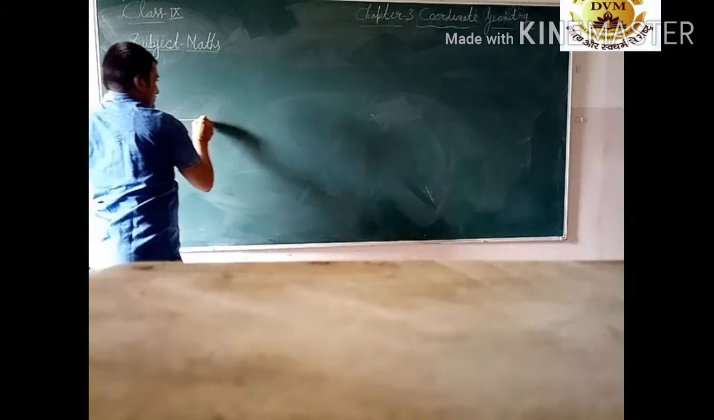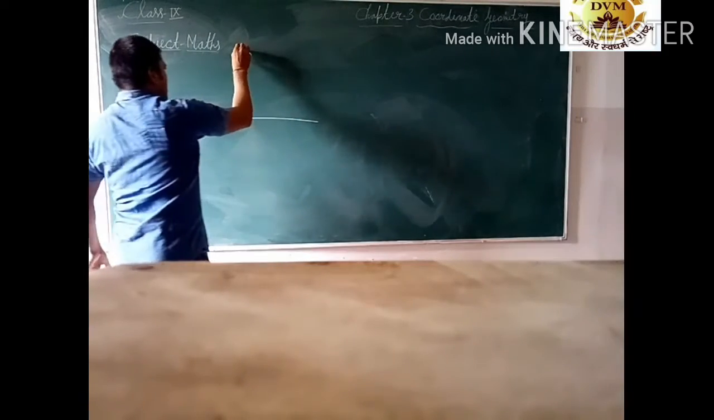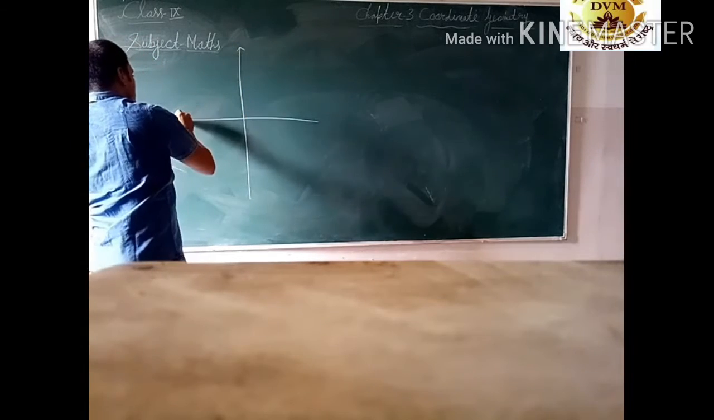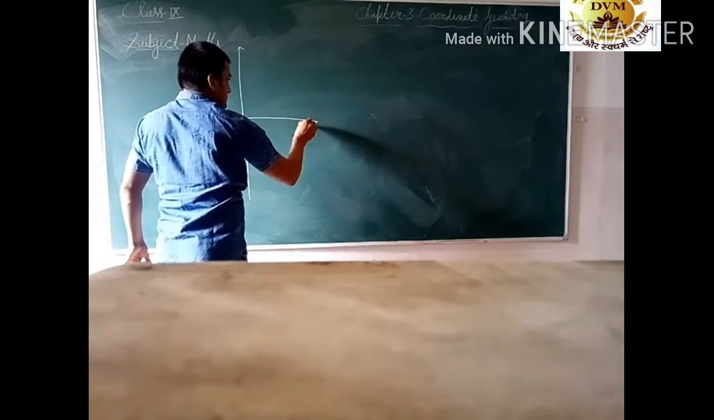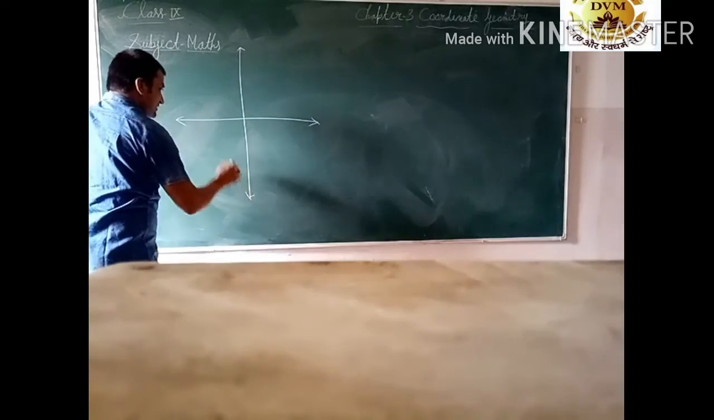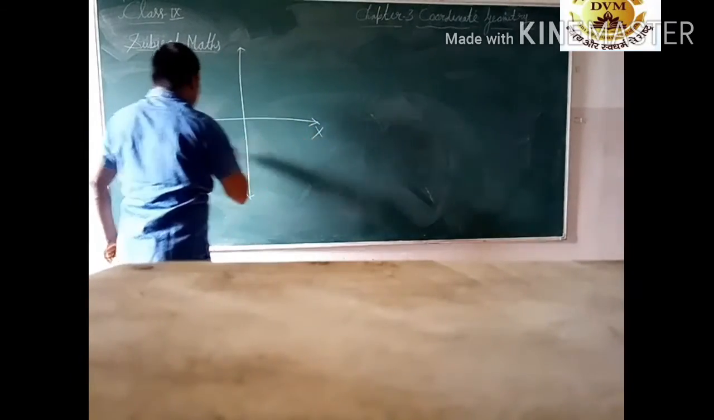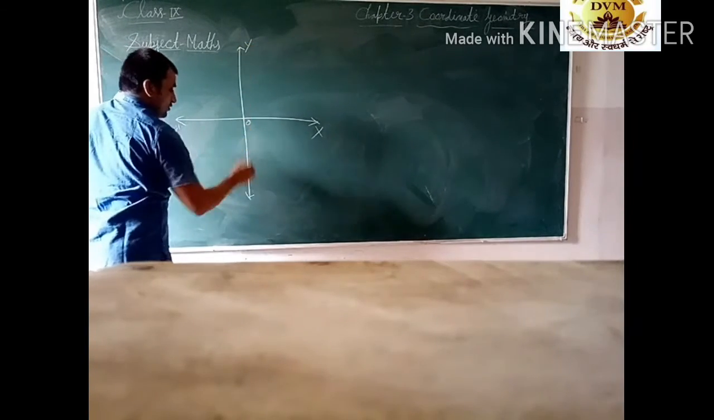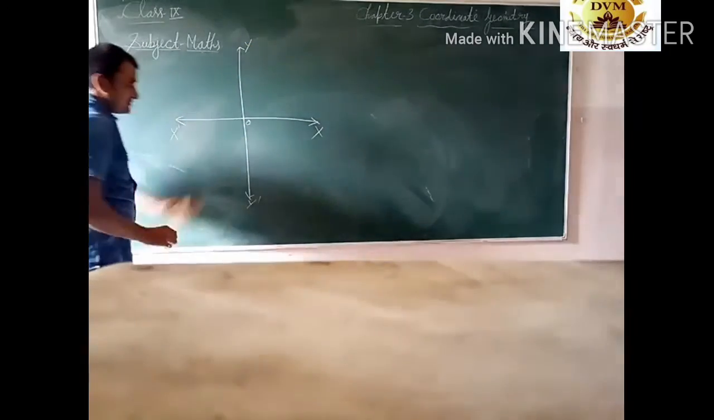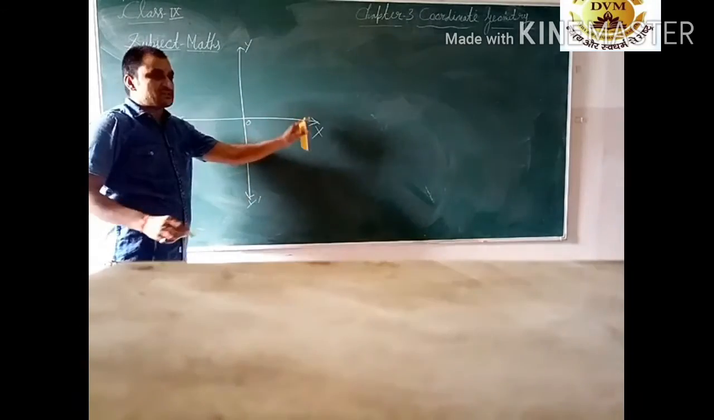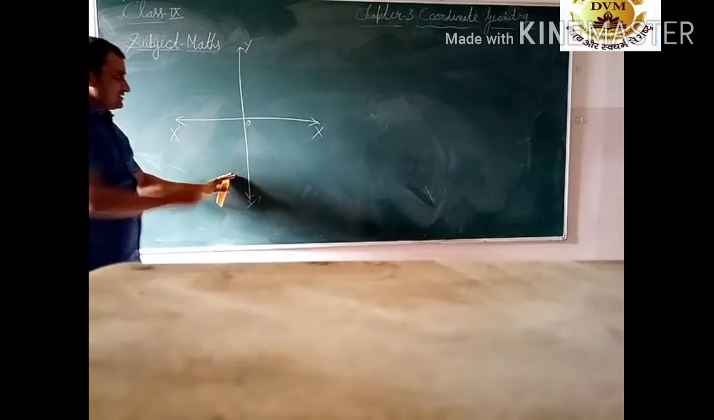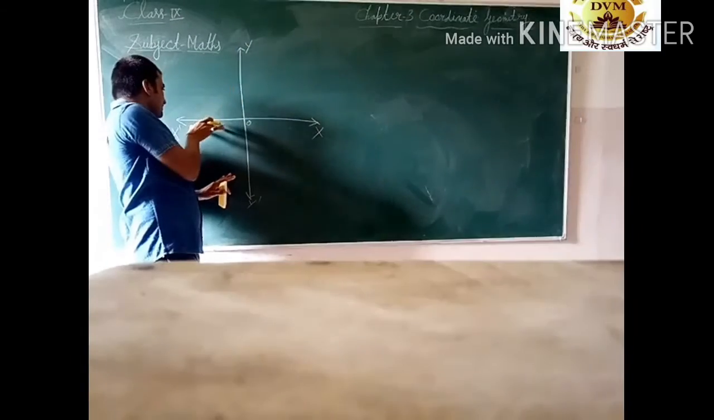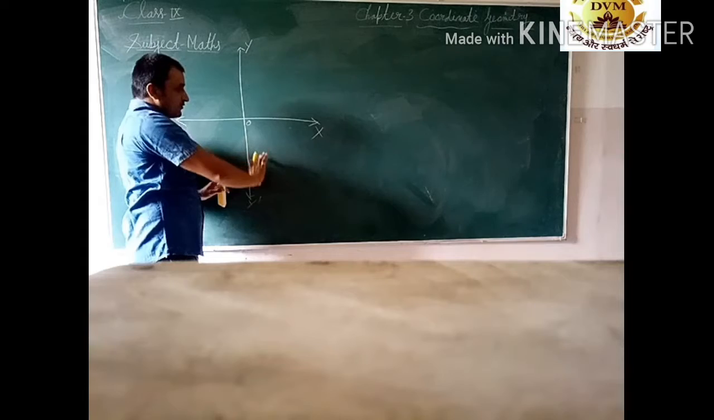Draw two lines. This is called axis. X dash, O, Y, O, Y dash. This is x-axis and this is y-axis. This side is positive x-axis, positive y-axis, negative x-axis and negative y-axis.